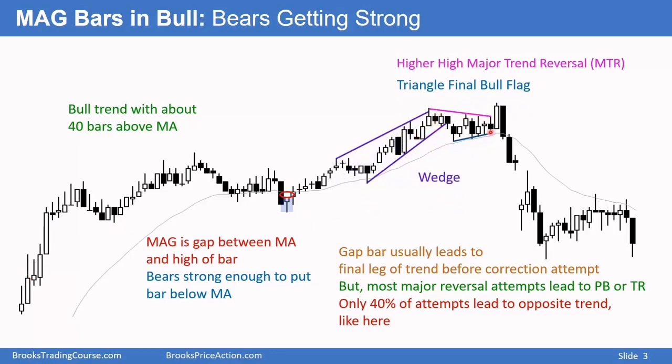Here we have a triangle for a final bull flag. A triangle late in a bull trend, 20 more bars into a bull trend, usually becomes the final flag, and the market usually reverses and then either enters a trading range or has a swing down.